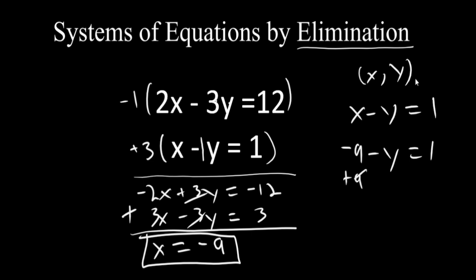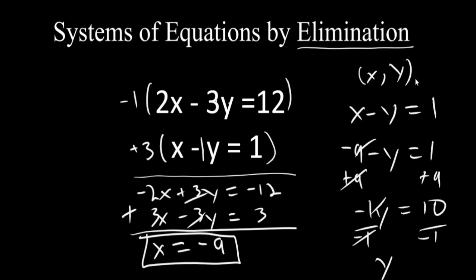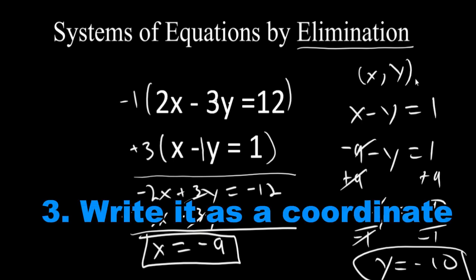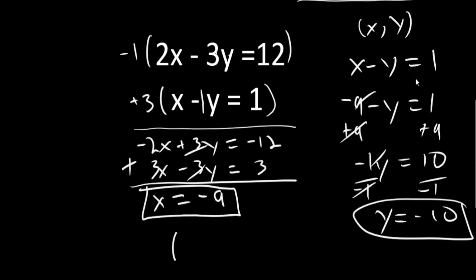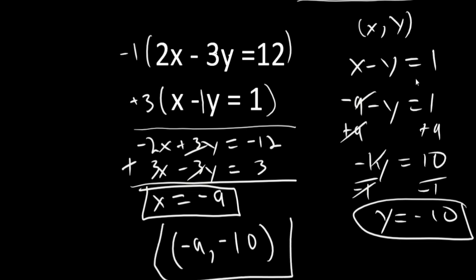I'm going to add 9. This is a -1y. Remember, this is a 1 in front of the y. And this is a 10. You divide by -1, divide by -1. You're going to get a -10 as the y value. So that means that our coordinate, or our answer, is going to be -9, comma, -10. And that's going to be our answer.